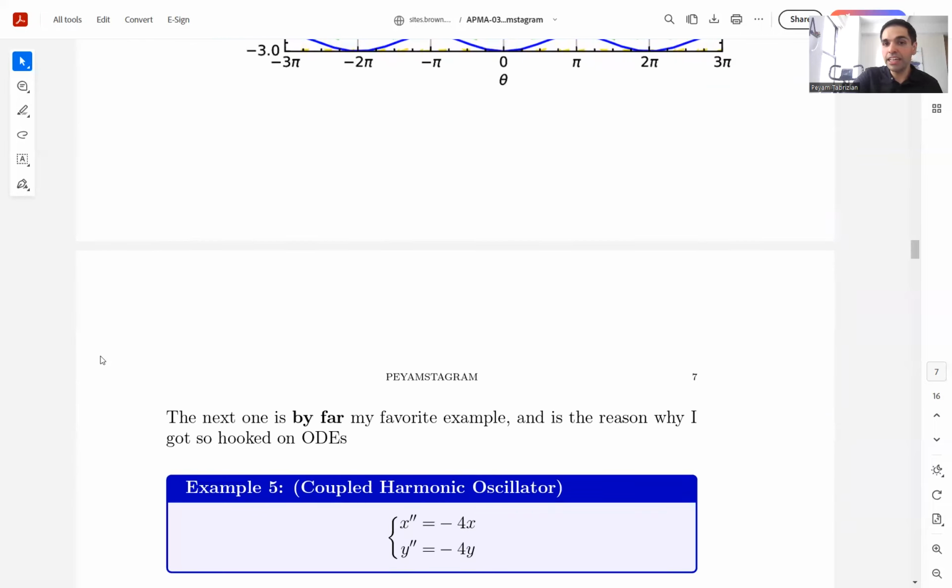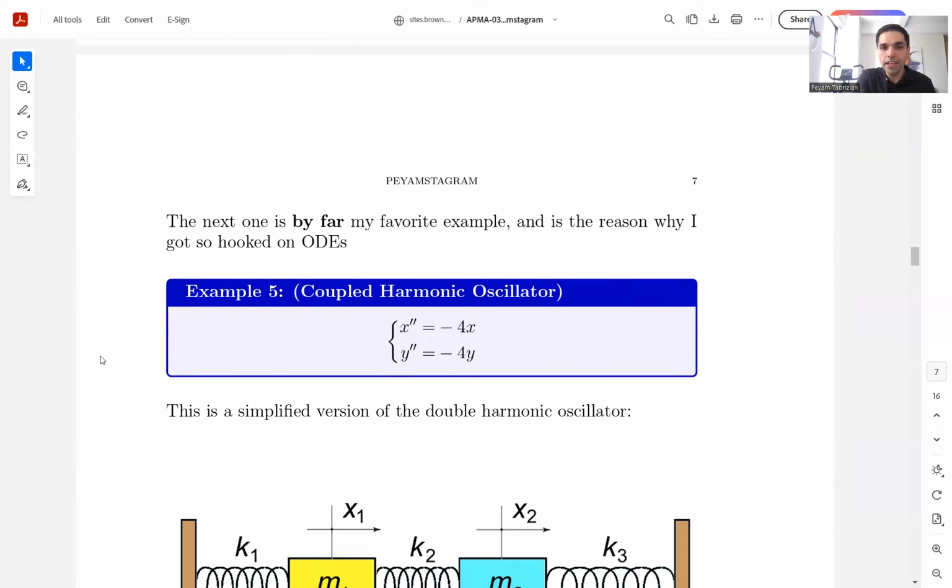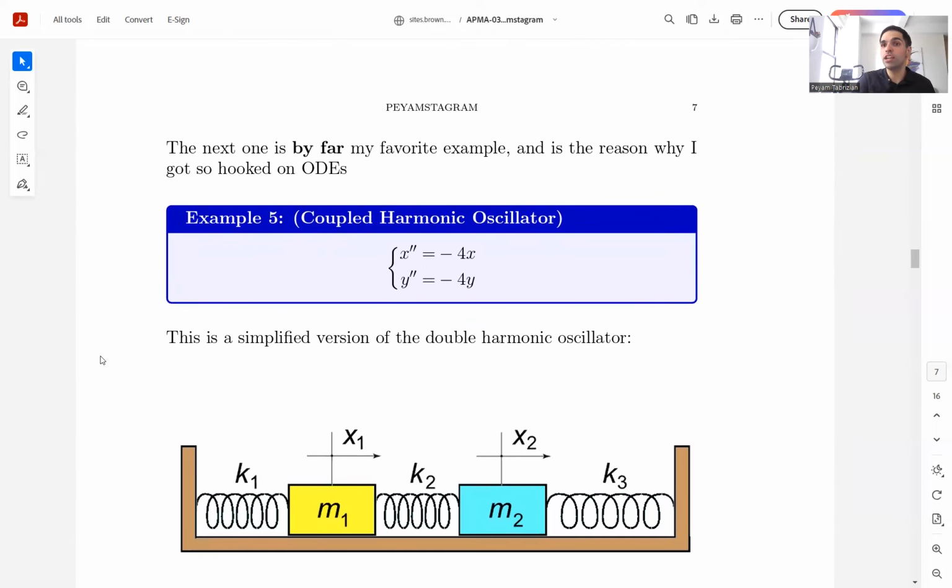And it's related to what's called the harmonic oscillator, the coupled harmonic oscillator. So consider x double prime is minus 4x, y double prime is minus 4y. And it's a simplified version of the double mass spring equation that we talked about.